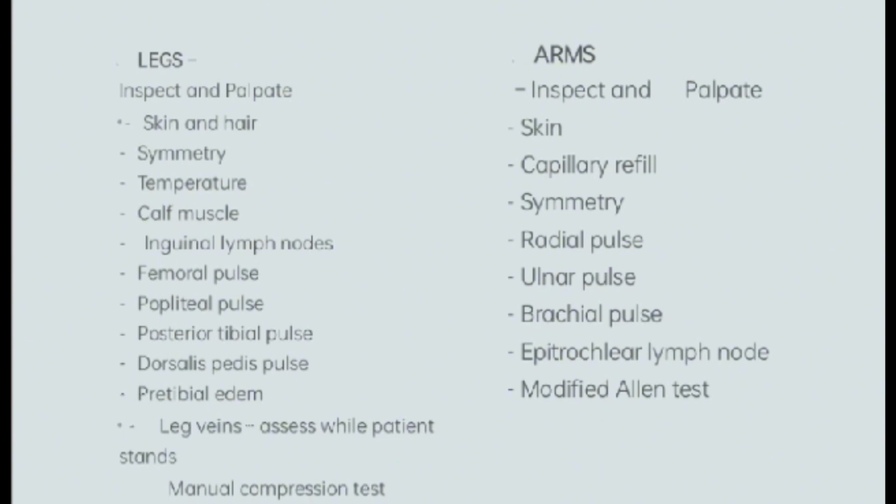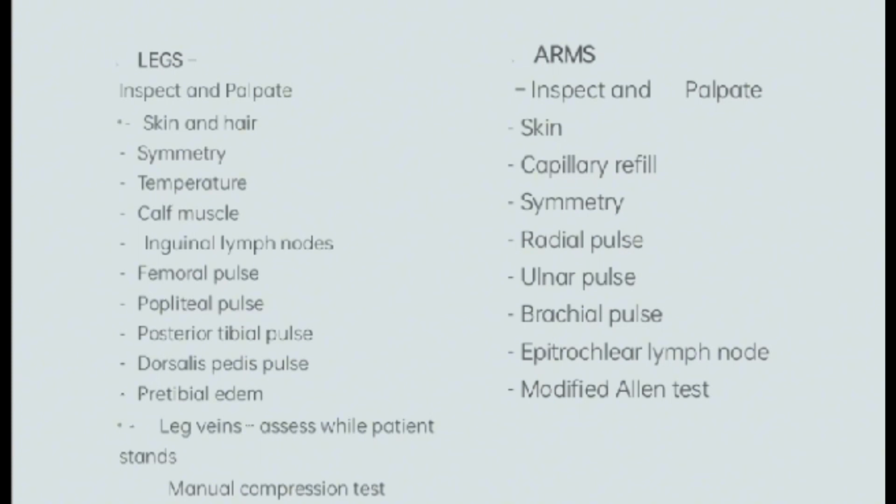Number one, we have the skin and hair. You have to observe if there are any discolorations on the skin, and of course you have to observe the distribution of hair. Next, we have the symmetry. Observe or inspect or palpate the symmetry of the legs, the hair, and also the size and the shape. And then next is the calf muscle. You have to palpate if there's any enlargement, and also the inguinal lymph nodes.